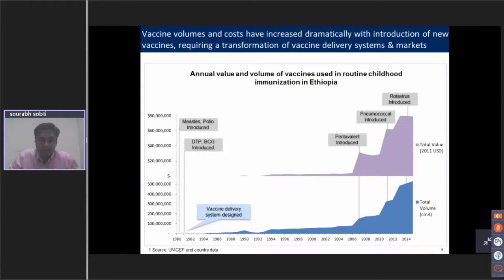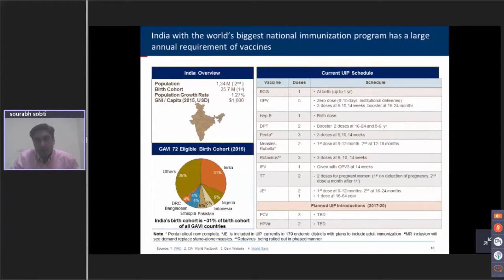This slide gives a snapshot or a summary view of the Indian immunization program. Now, India has the world's largest national immunization program, which caters to about 26 million infants and 30 million expectant mothers every year. The EPI program is managed through multiple cold chain points across the length and breadth of our vast country.